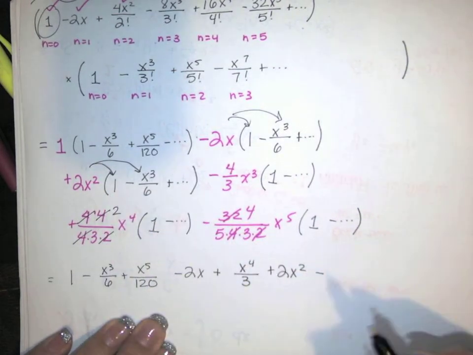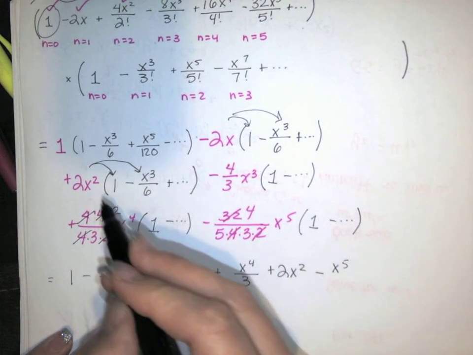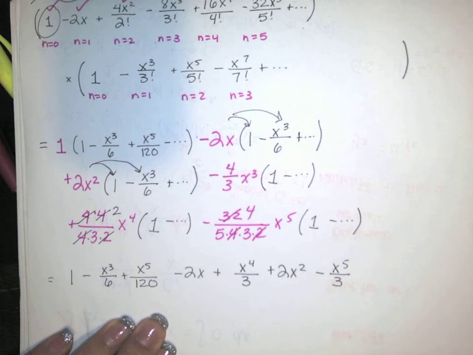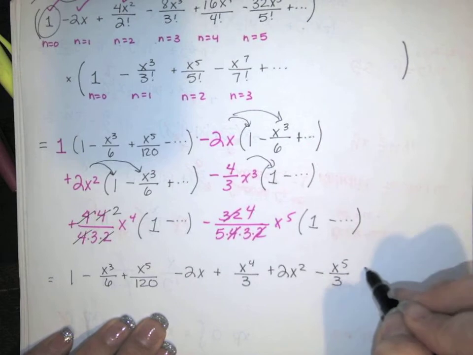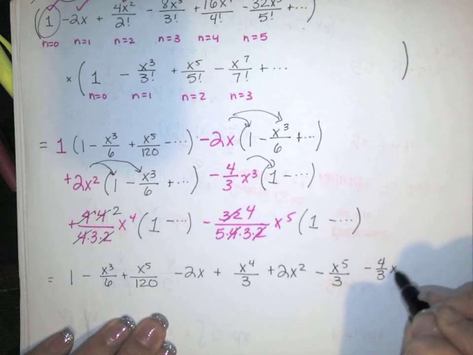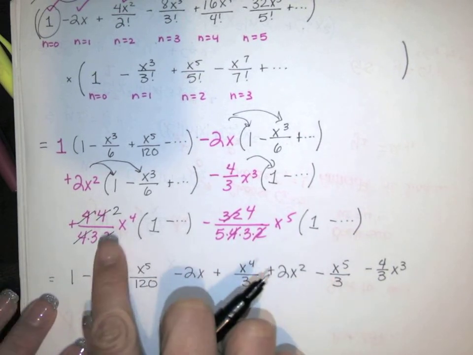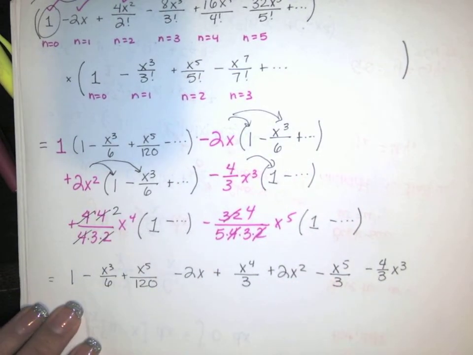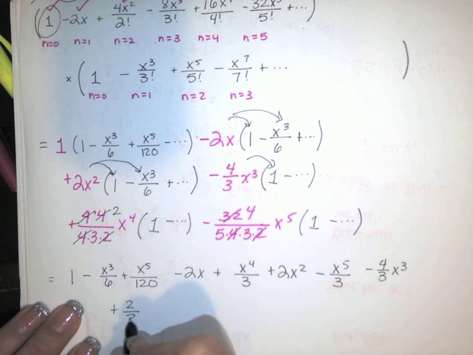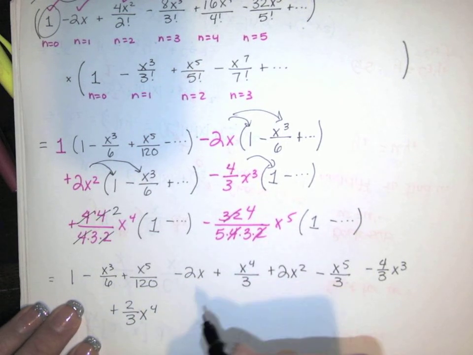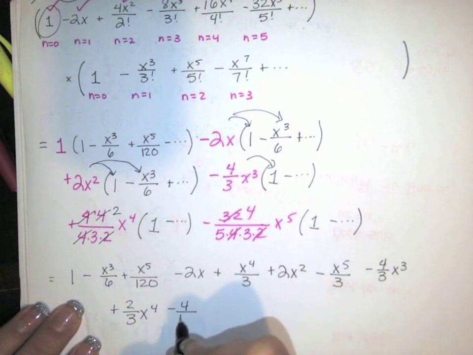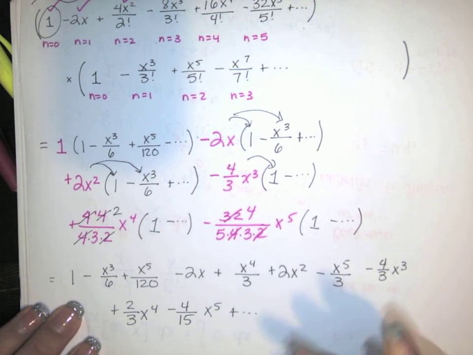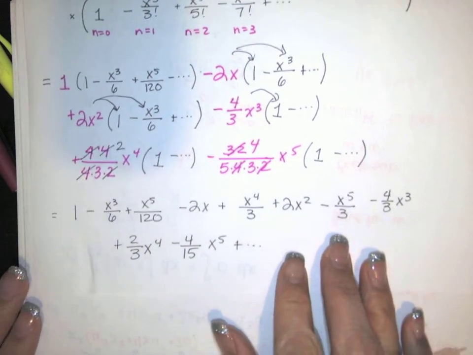X squared times x cubed is x to the 5th. And 2 over 6 is going to give me a 1/3. And that's itself times 1, so we just write it down. And then we've got this times 1, so that just reduced to 2 over 3 times x to the 4th. And then over here we've got minus 4 over 15 times x to the 5th. And all of this is plus higher degree terms.